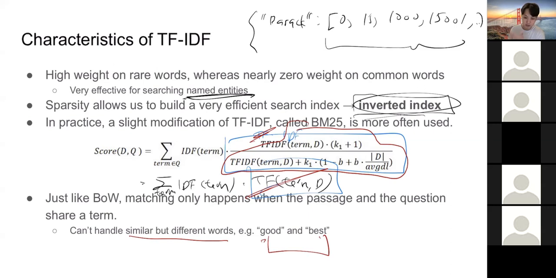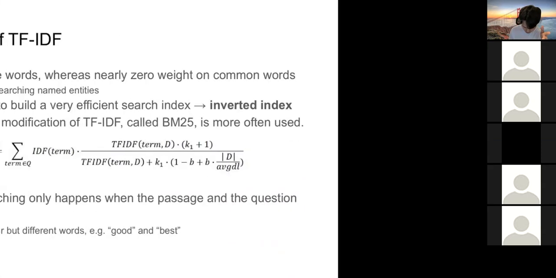So that's what motivates why we need something better than bag of words or bag of words variants like TF-IDF and BM25, because we cannot handle these kinds of things. And that's what we're going to cover in the next lecture.